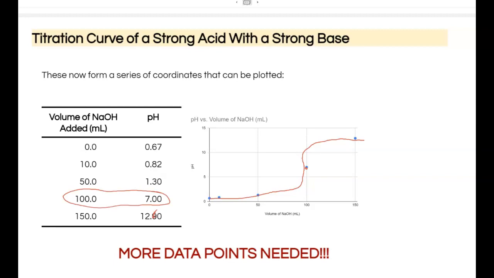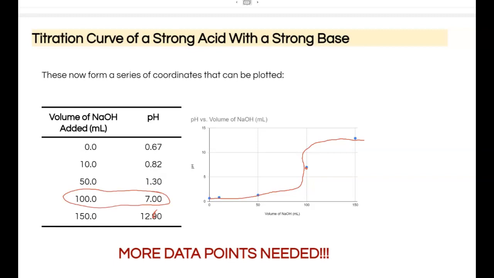What that tells me is that I needed to have a few more data points in between. From this coordinate to here, it looks like I would just connect it like that. That's not really what the shape of the graph is. It's typically represented differently. So I need a few more data points in and around that equivalence point to make my curve look a little bit better.